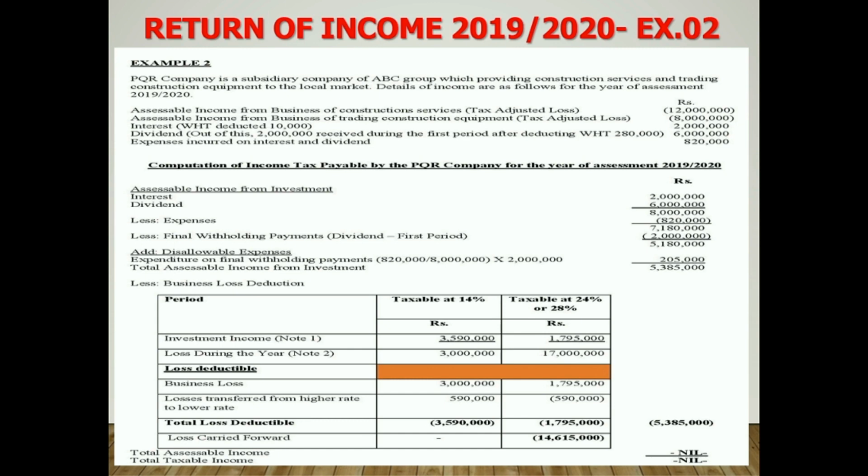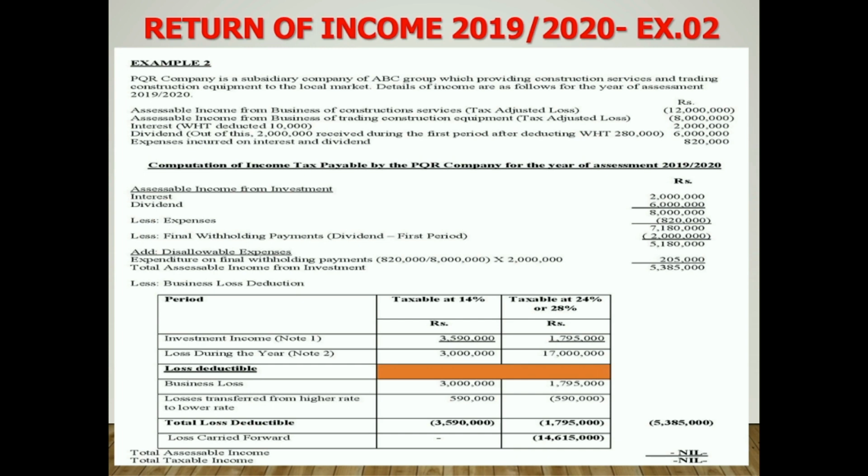So first I have used that 3 million loss to deduct from the lower rate investment income, against the lower rate investment income. Thereby I have deducted 3 million, and 590,000 is still available under the investment income. So here I have decided to use higher rate losses to set off against this lower rate income. Therefore, I have transferred 590,000 higher rate loss to lower rate profit.